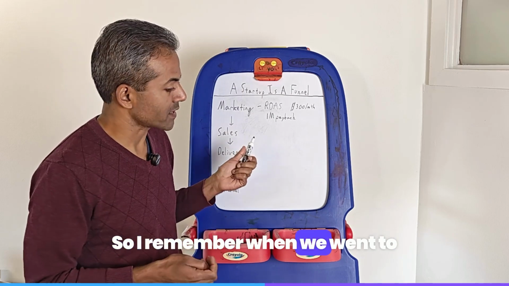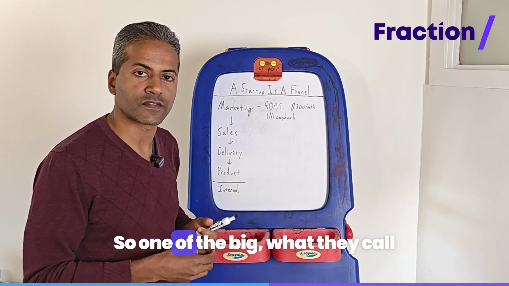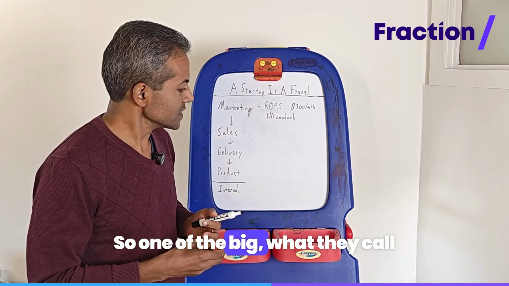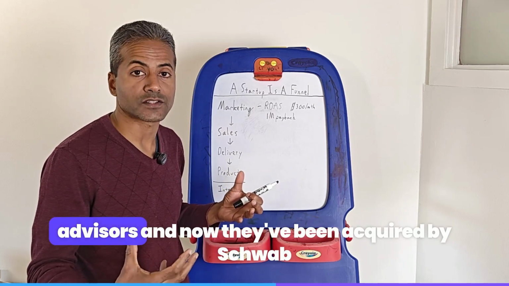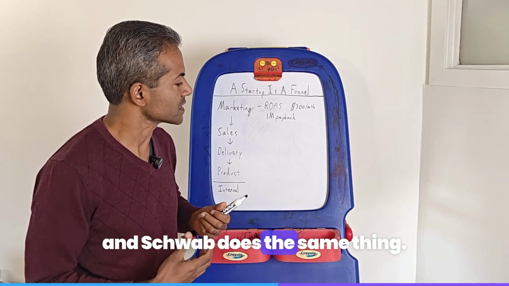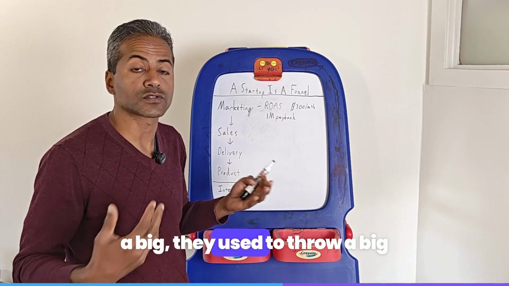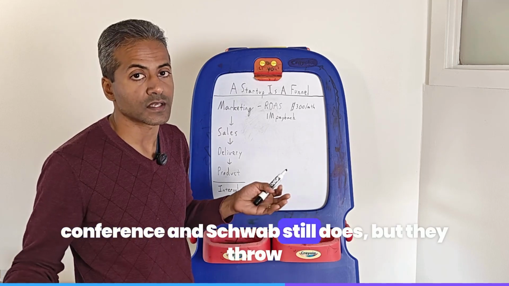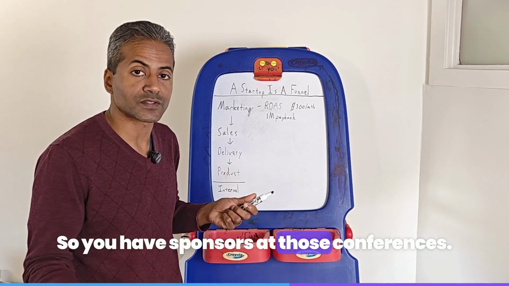So I remember when we went to the TD conference. This was TD Ameritrade, one of the big, what they call custodians in that industry. They work with financial advisors, and now they've been acquired by Schwab, and Schwab does the same thing. They used to throw a big conference, and Schwab still does, for financial advisors. So you have sponsors at those conferences.